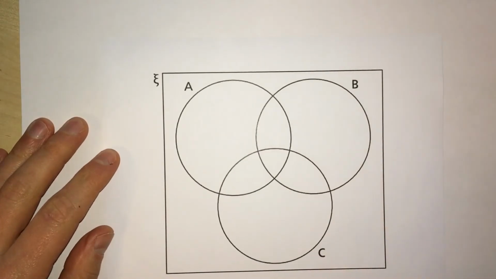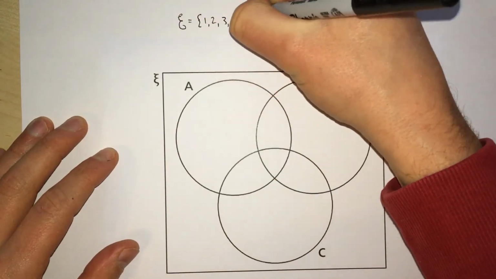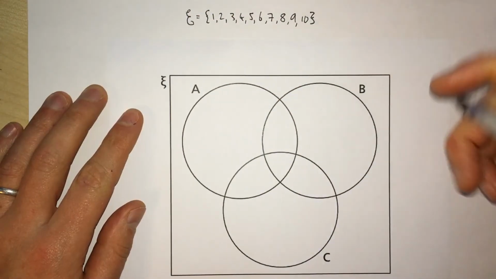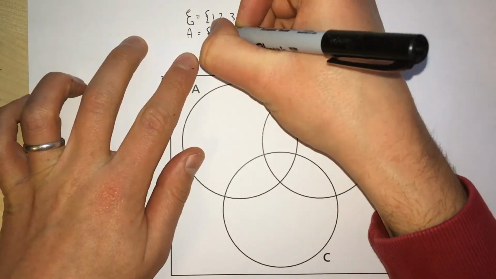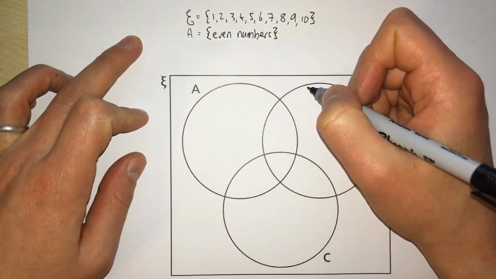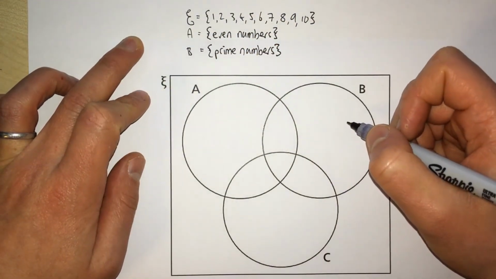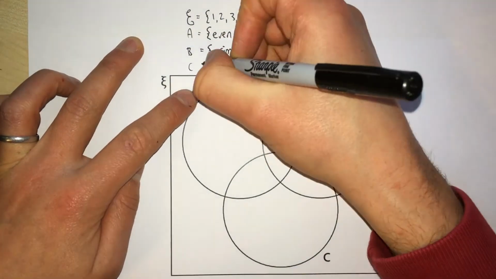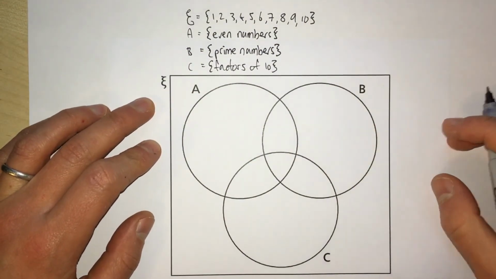Here we have a Venn diagram with 3 intersecting sets. Let's say that our universal set is the numbers 1 to 10. Let's say that set A is even numbers. We'll say that set B is prime numbers. And we'll say that set C is factors of 10. Let's fill in the Venn diagram.